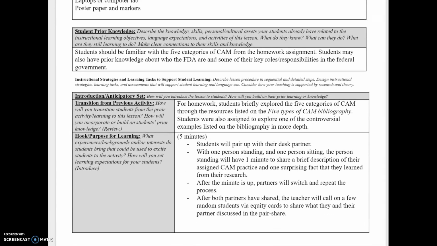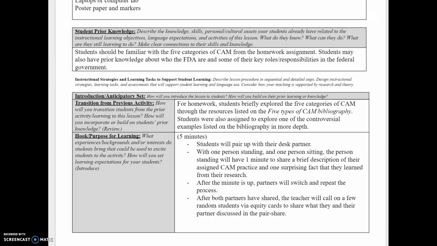All right, so for homework, students have already briefly explored the 5 categories of CAM through the resources listed on the 5 types of CAM bibliography. And students were also assigned to explore one of the controversial examples listed on the bibliography in more depth.